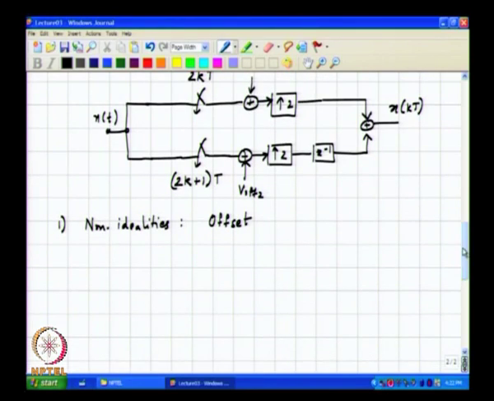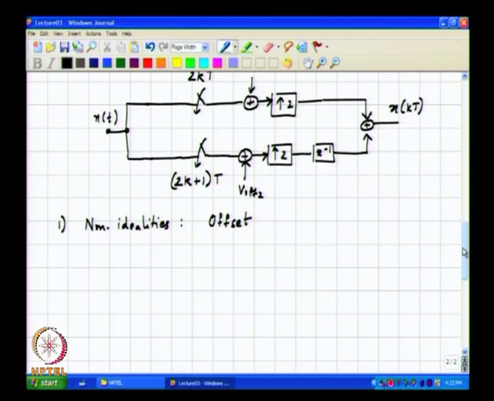How do you think the output will look? Let us try and understand this by putting in a 0 input. If you put in a 0 input to the system, ideally what should you see at the output? Ideally, we should see 0.